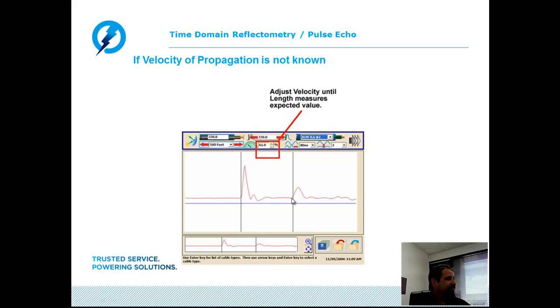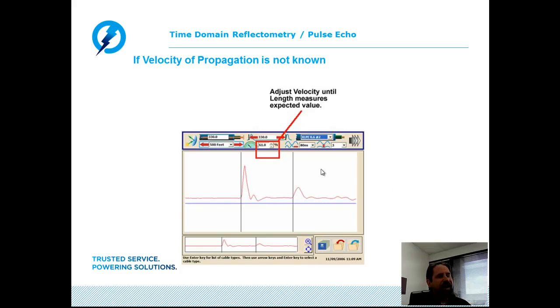at the end by first having the end terminated as an open. You should be seeing a positive reflection. Then have one of your crew members at the other end put a ground onto the end. And while viewing it on the time domain reflectometer, when he grounds the end of the cable, if it inverts and goes to a negative reflection indicating a short circuit or ground, you know you're looking at the end of the cable at this point.